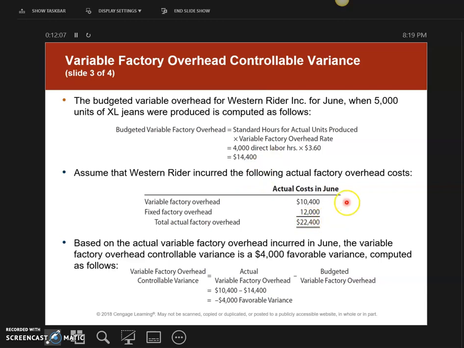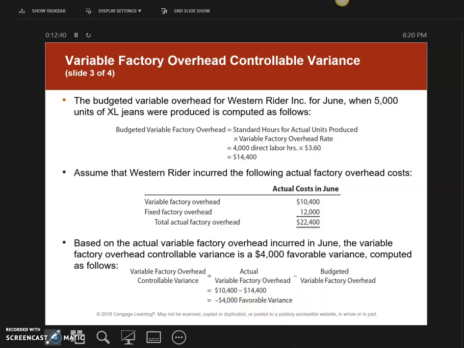Okay, here are my actual factory overhead costs, again broken down into variable and fixed. So if this is my budgeted and this is my fixed, down here my variable factory overhead variance is negative 4,000, which means it's favorable. So my actual was 10,400. I budgeted for 14,400. I ended up actually not spending as much as I thought. That's always a favorable number and it will always be negative.